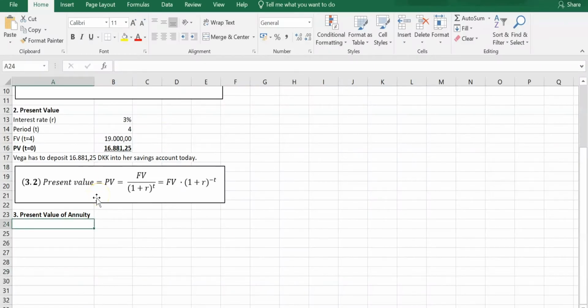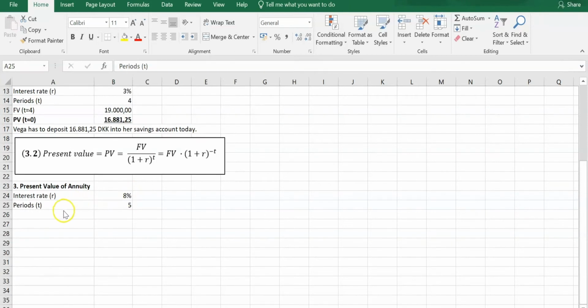We know that the interest rate is now 8%. Number of periods. So that's our T. That is now 5 years. And the last thing we need to insert is our cash flow. And we can say that is from T equals 1 to T equals 5, because we start the payment in 1 year, and that equals 20,000 kroner. So now we have all the input we need to find our annuity.